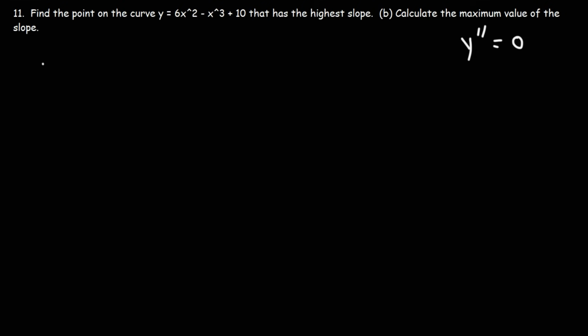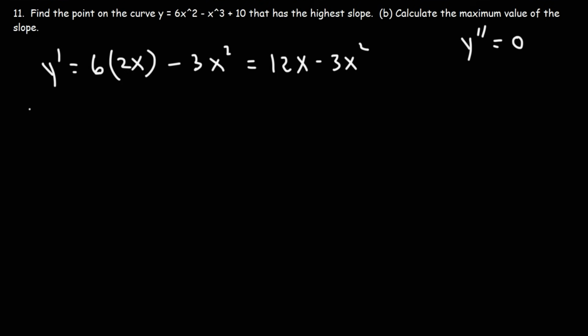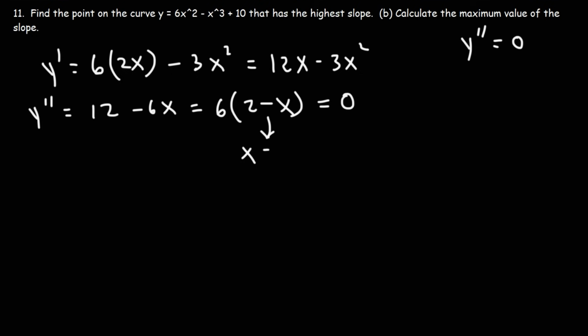So let's begin with the first derivative. The derivative of x squared is 2x. The derivative of x cubed is 3x squared. And for the constant 10, the derivative for that is 0. So this gives us 12x minus 3x squared. Now let's find the second derivative. The derivative of 12x is simply 12. The derivative of 3x squared is -6x. If we factor out a 6, we'll get 2 minus x. Now let's set that equal to 0. We can clearly see that x is equal to 2.